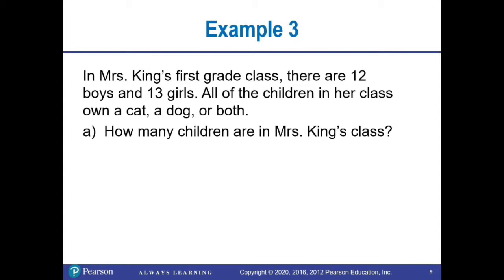In our next example, Mrs. King's first grade class has 12 boys and 13 girls. All the children in her class own either a cat or a dog or both. Part A asks us how many children are in Mrs. King's class. Well, these are 2 disjoint sets, so we can add the number of boys plus the number of girls. 12 plus 13 gives us a total of 25.